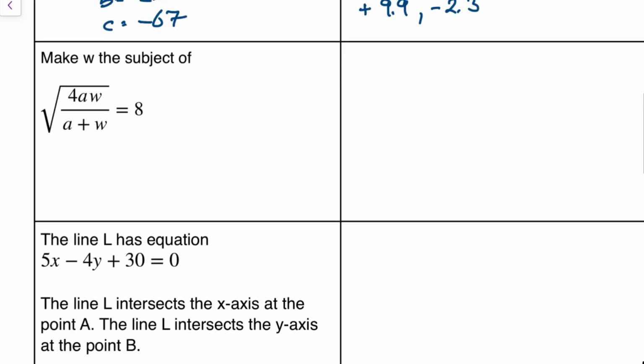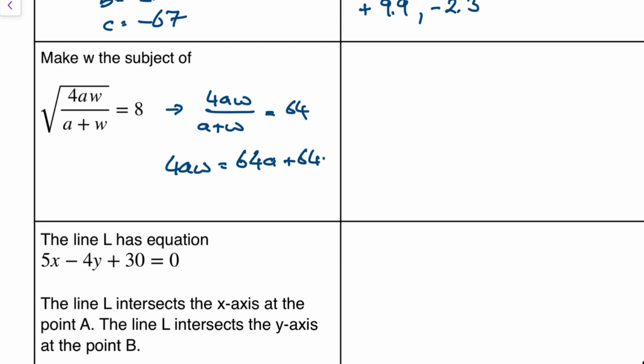Okay, next question is a rearranging. So first thing I'm going to do is square both sides. So 4aw over a plus w is equal to 64. Then I'm going to multiply through by the denominator. So 4aw equals 64a plus 64w. Now what does it want me to do? So it wants w equals, so all the w's on the left, so that's going to be 4aw minus 64w equals 64a. I will do the middle step, so factorise out the w.